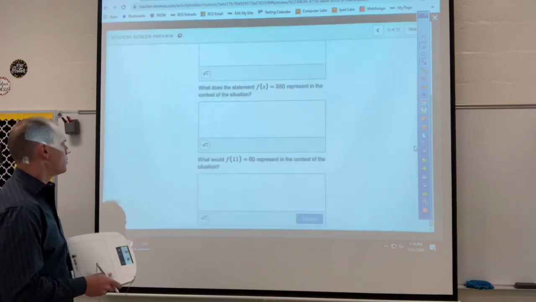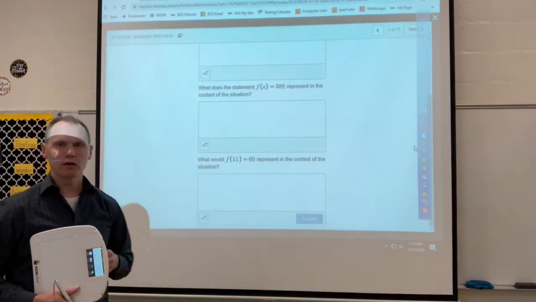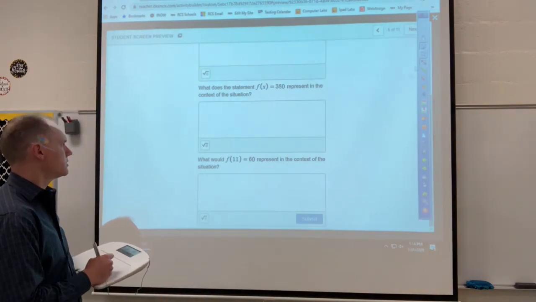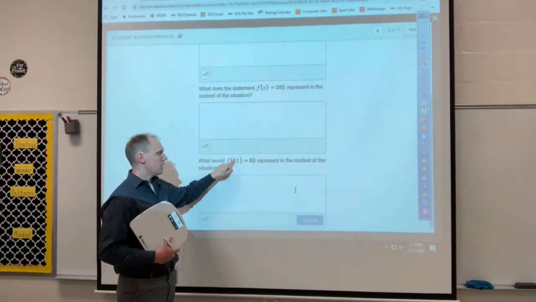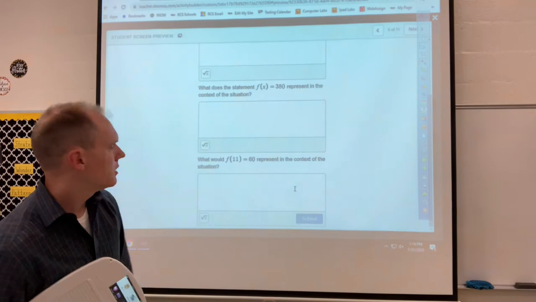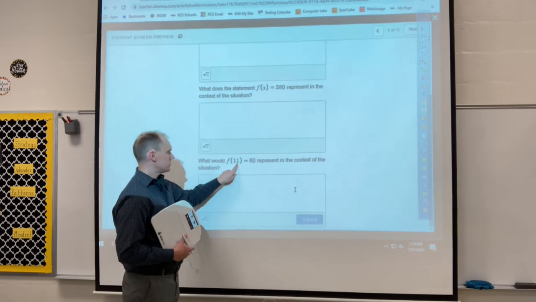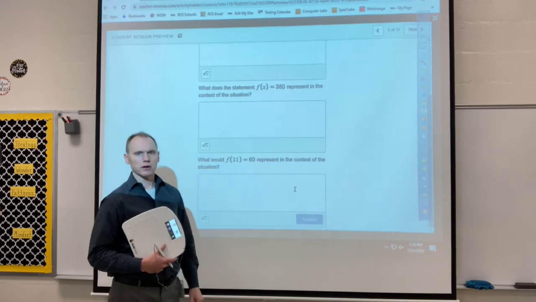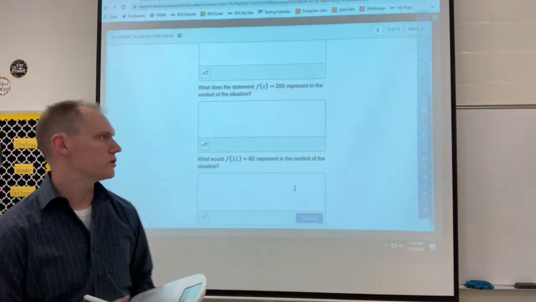And then lastly, what would f of 11 equals 60 represent in the context of the problem? So if this were the case, f of 11 equals 60, that means after 11 months, because that's the input, right, that's the x, after 11 months, you'll be left with $60. So that's what that would represent in the context of the problem. So we have our input, and then we do the function to that input, and then it outputs the output. Okay, so the 60 is the output, 11 is the input, in this situation.